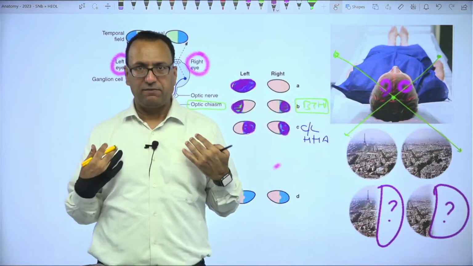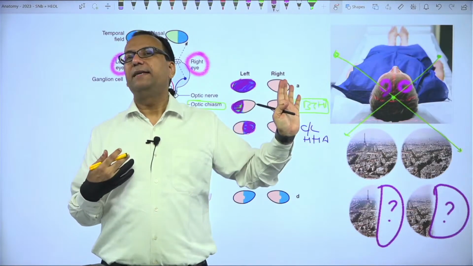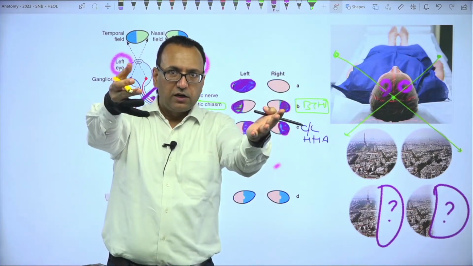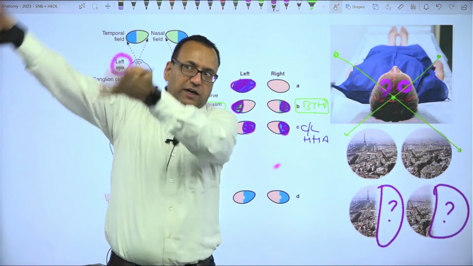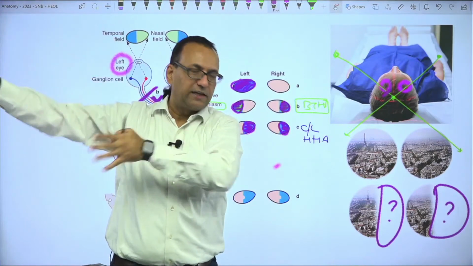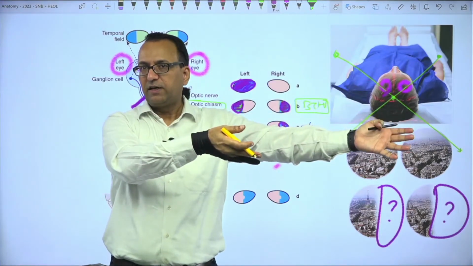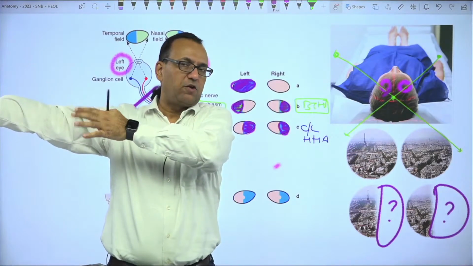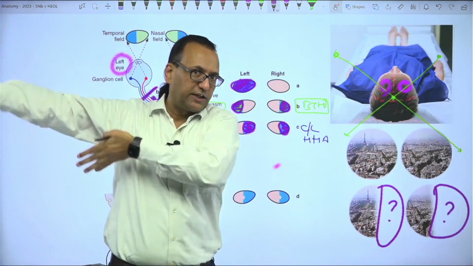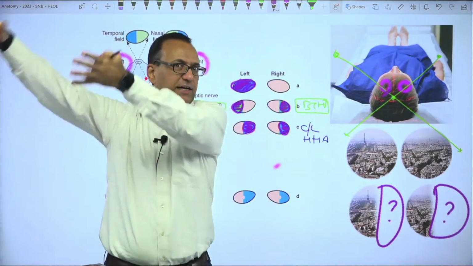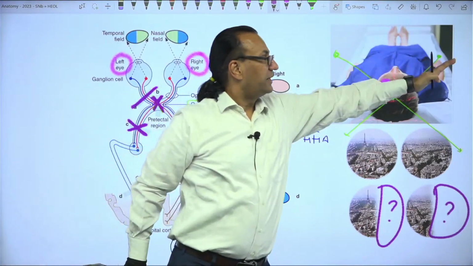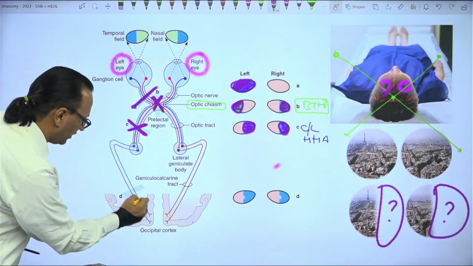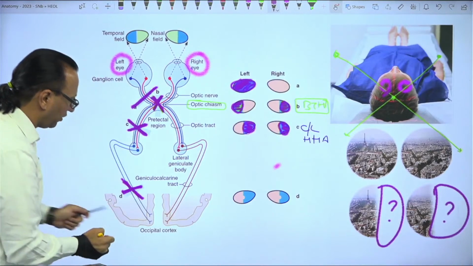Say I have a lesion on my left optic tract. I am in a class. In the class, I cannot see students sitting on the right side rows. I can see only students sitting on the left side. A lesion on the left side, contralateral homonymous hemianopia. The right half of each eye is blind. Right-sided vision is gone. And what if I have a problem in the occipital cortex?